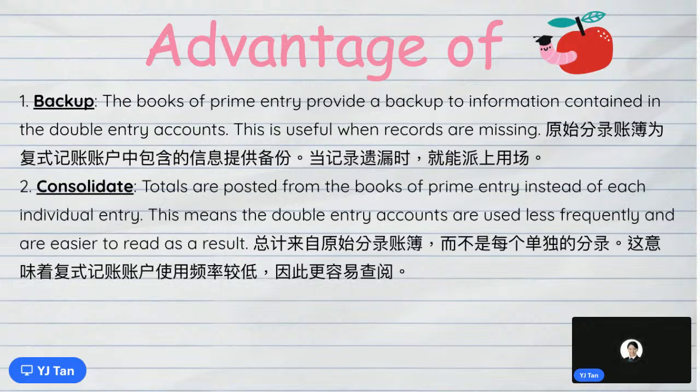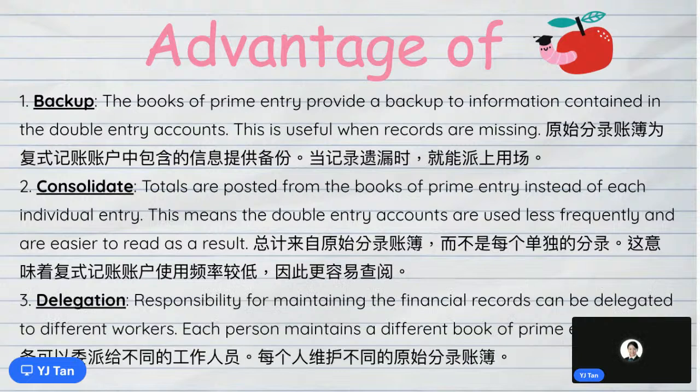The second advantage is that the totals are pulled from the book of prime entry instead of each individual entry, which means there are not so many small amounts being pulled. This means the double entry accounts are used less frequently and are easier to read as a result. So it plays the role of consolidation. This is the second advantage.